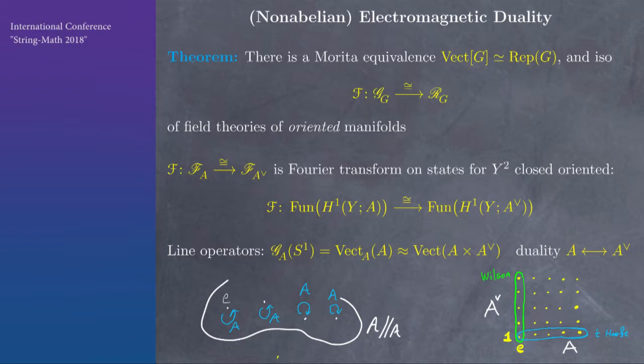So the 't Hooft loops are here. Those are the ones where the centralizer acts trivially. The Wilson loops are the ones supported at the identity. And the duality exchanges A and A check, and so it exchanges the Wilson and 't Hooft loops. So that's the usual picture. So this is electromagnetic duality, but we can do it for any finite group G, so this is a non-abelian version of electromagnetic duality for finite groups.